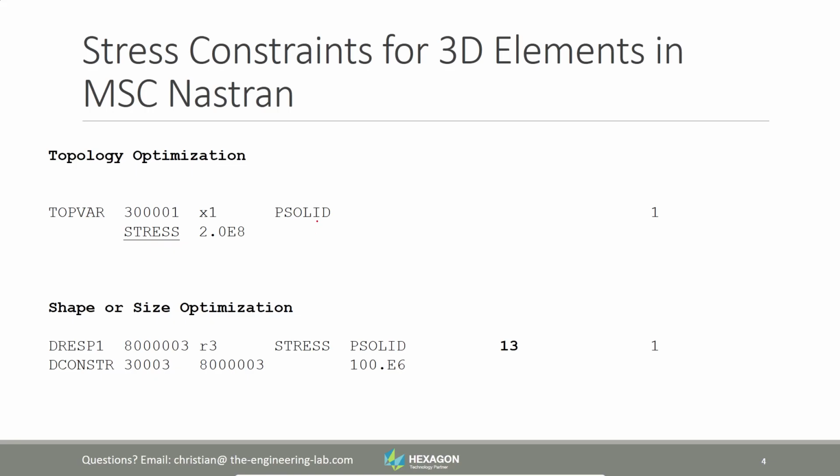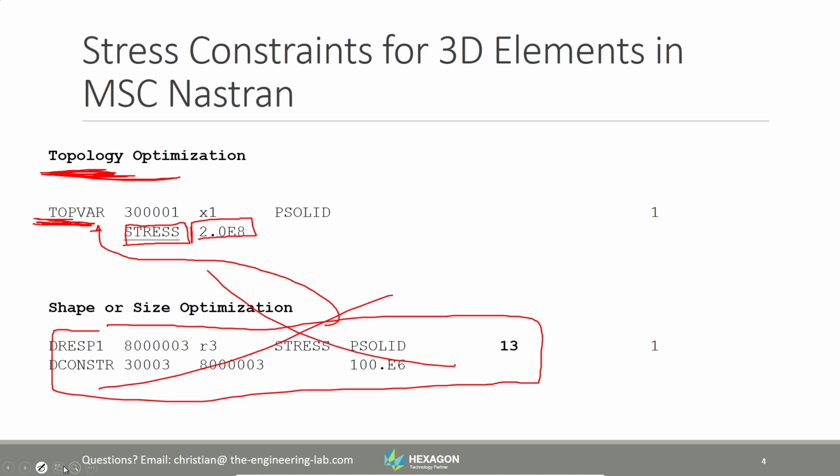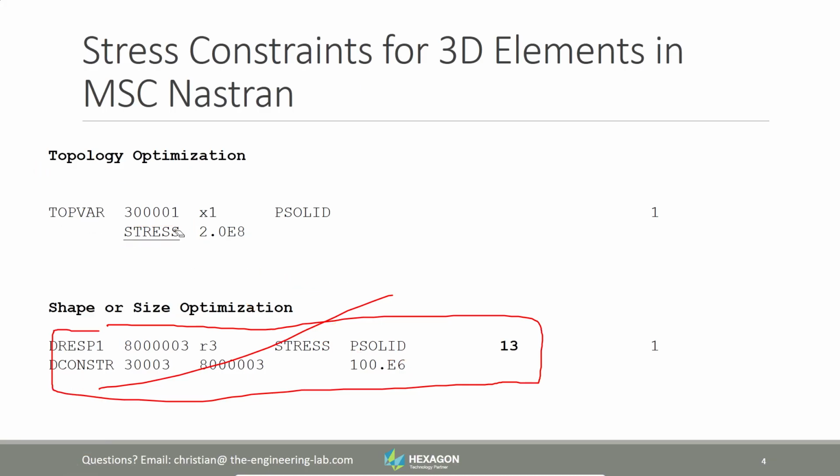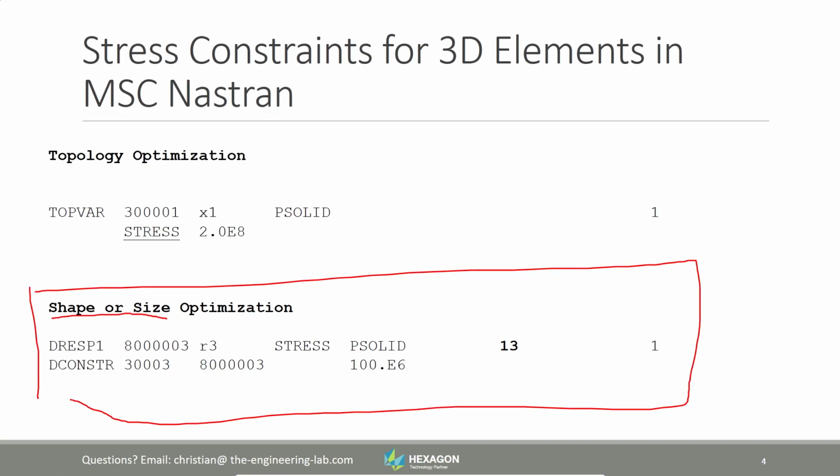So, stress constraints. If you are dealing with topology optimization and you're creating TOPVAR entries, you will use the stress field to create your limits on the von Mises stress. If you try to use the DRESP1 during a topology optimization, this is not going to work. So I wanted to make that clear. On the other hand, if you were performing a shape or size optimization, then that's perfectly fine. You can go ahead and create a DRESP1 to use the stress option, the PSOLID option, and item code 13.